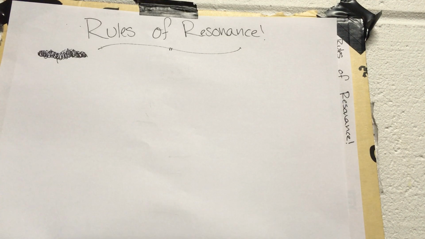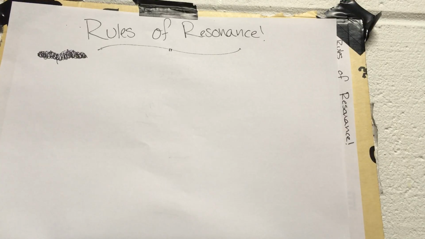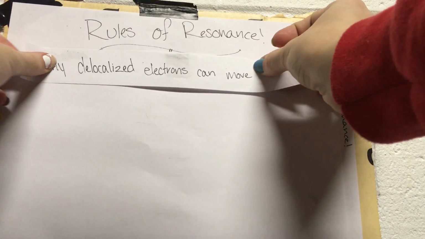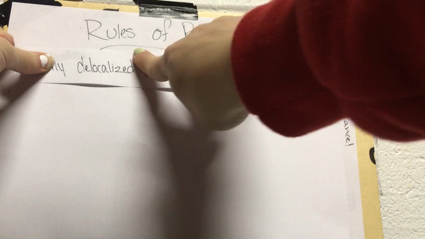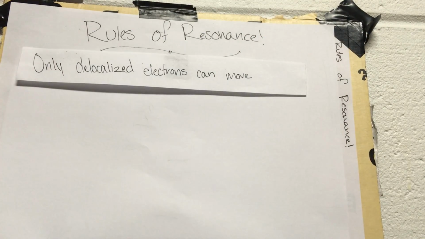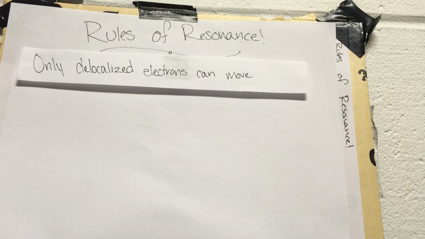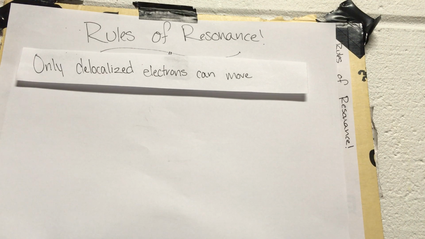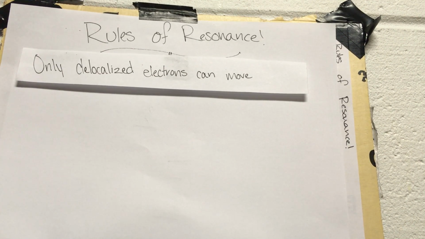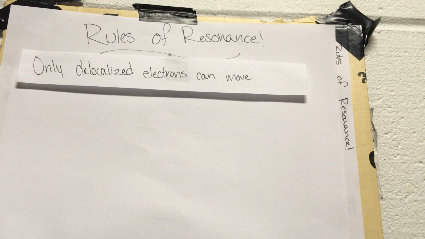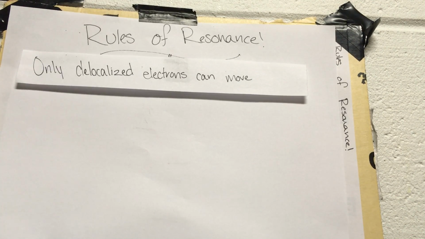And we're going to start by going over a couple rules to keep in mind when coming up with your contributors. So the first one is only delocalized electrons can move. So what I mean by a delocalized electron is electrons not pertinent to a single atom. So lone pairs and double bonds, and only electrons. So we're not moving any atoms or nuclei, and we are not breaking sigma bonds.